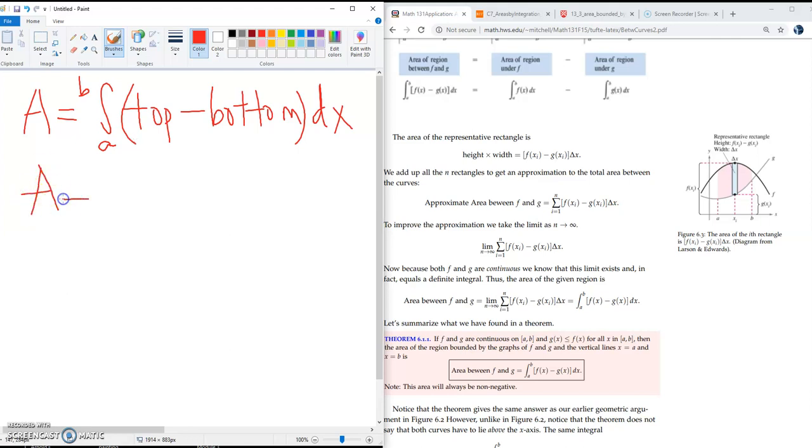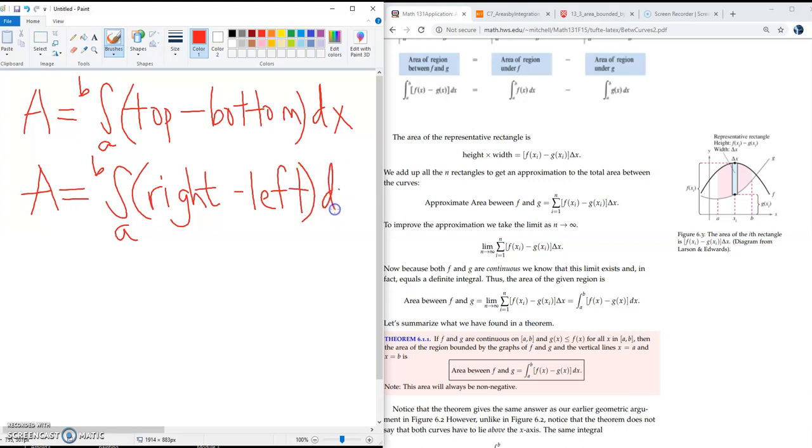Now, if your functions are in terms of y, then this is how you set up the area. Just take the rightmost curve minus the leftmost curve, dy.